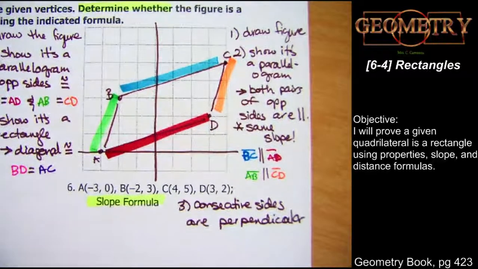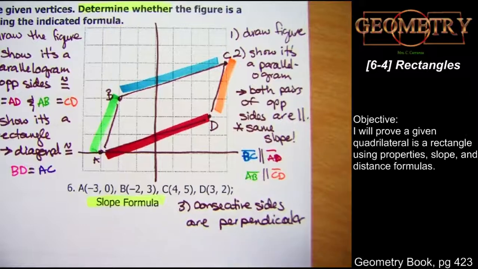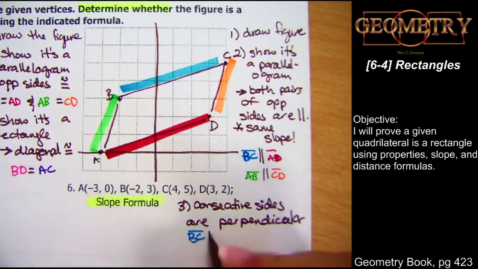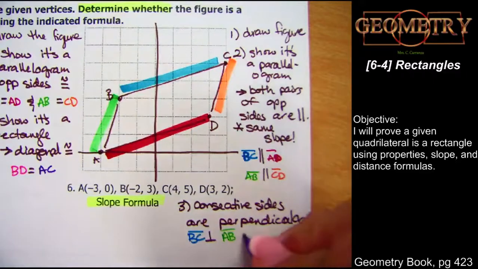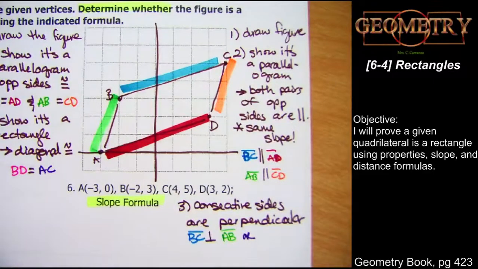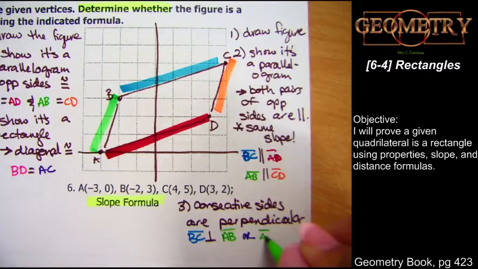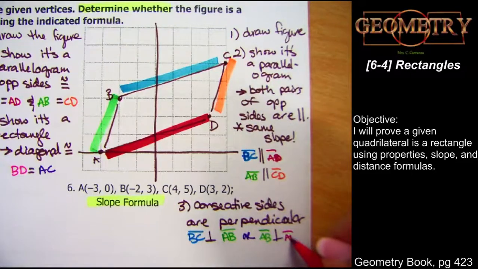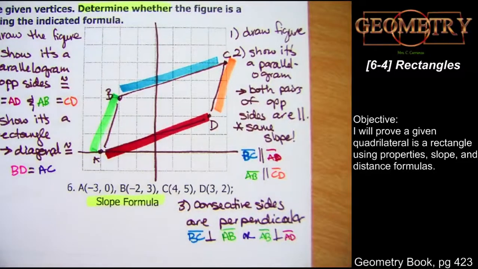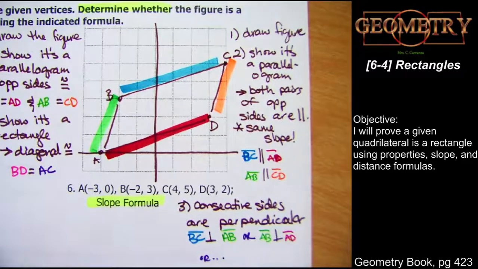Now you've got your choice. You can do BC perpendicular to AB, or you could do AB perpendicular to AD, or any of the corners, basically.